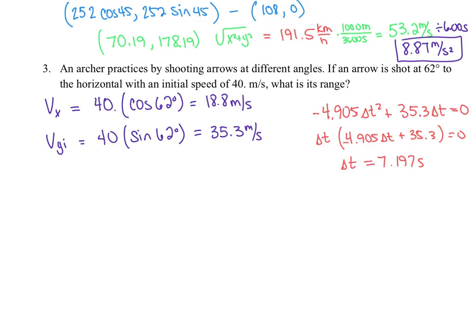So then to figure out how far it went, we have to multiply my initial horizontal velocity by my time, which is going to tell me how far it went in the horizontal direction. So I'm going to take that 18.8. I'm going to multiply it by the total time it was in the air. I'm going to round it to, this is 2 significant digits. So I get 135 meters, 2 significant digits would be something like that.